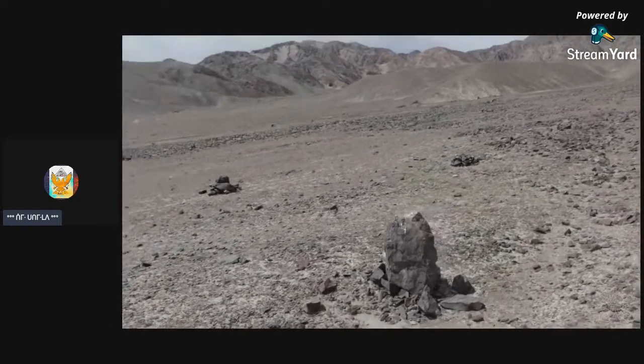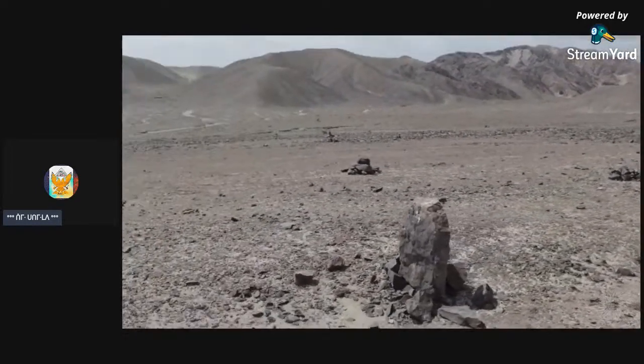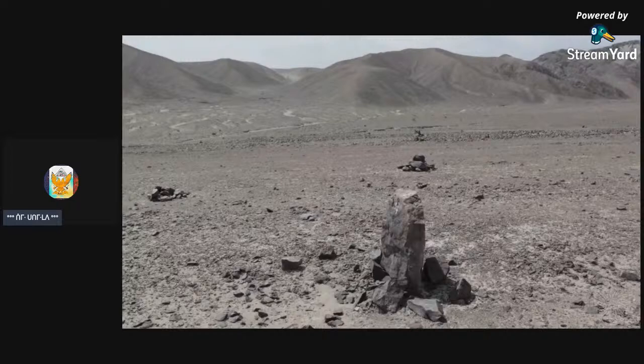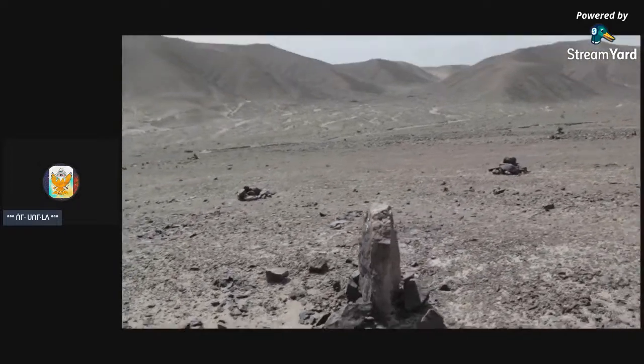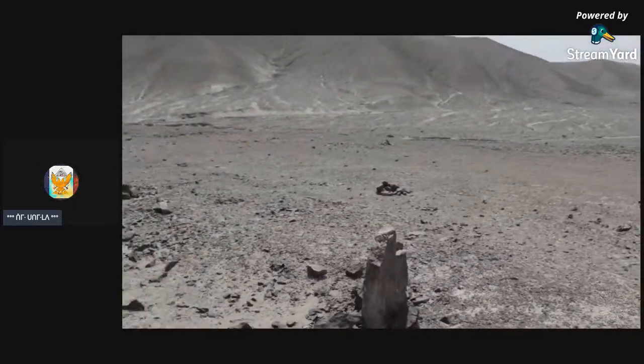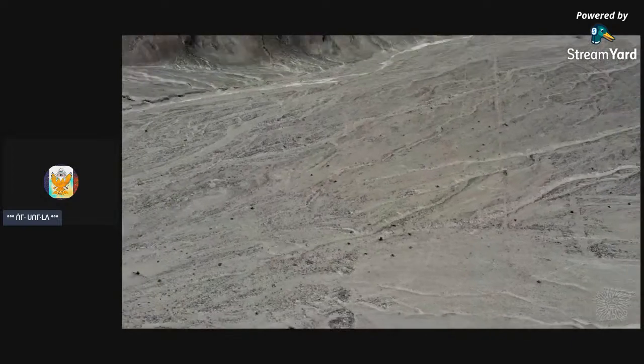This is what it looks like from ground level. Stones are centrally placed with a diverging radius. That's crazy. These are the simplest drawings of this type.